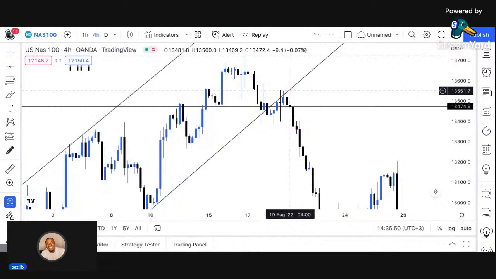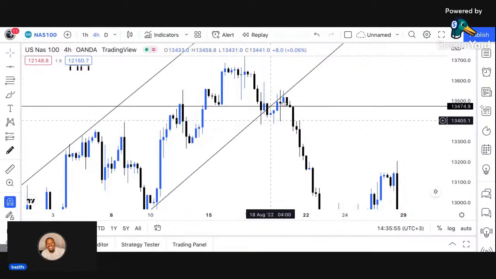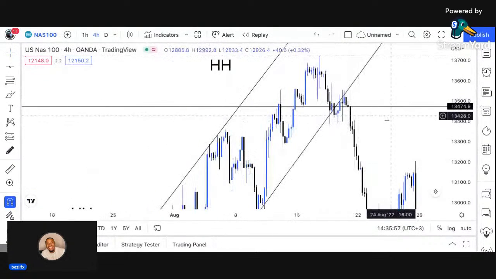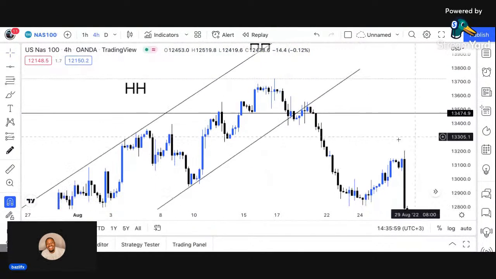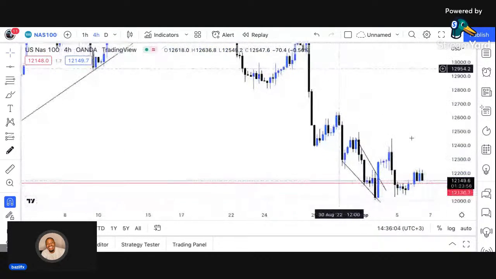But now you can even see price started making a higher high, lower low, lower high. You see now? Things have changed. You see again, lower low, lower high. Guys, you can see now. You see where we're headed to.